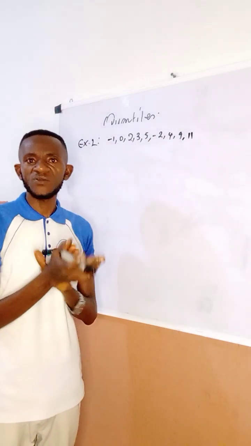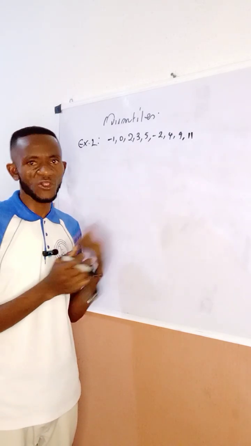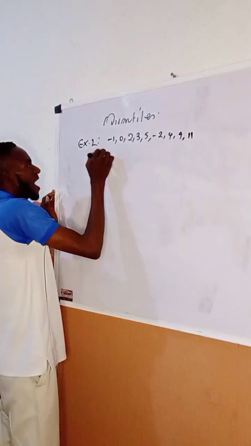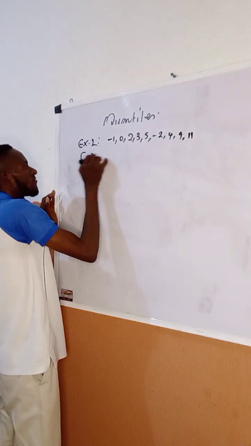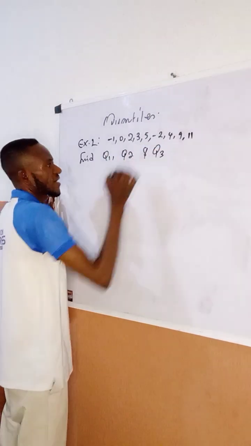In the odd number of observations, what we are going to do is find our Q1, our Q2, and our Q3.